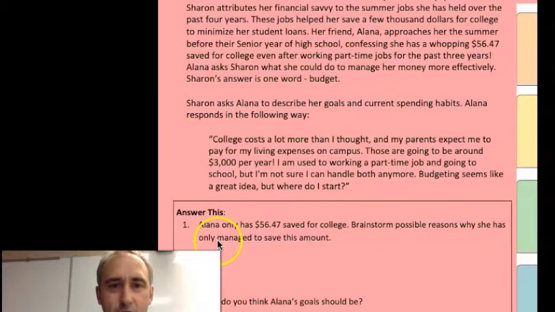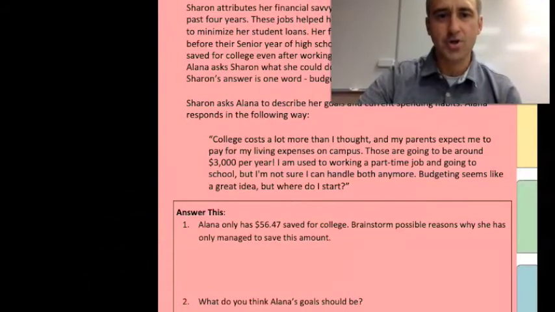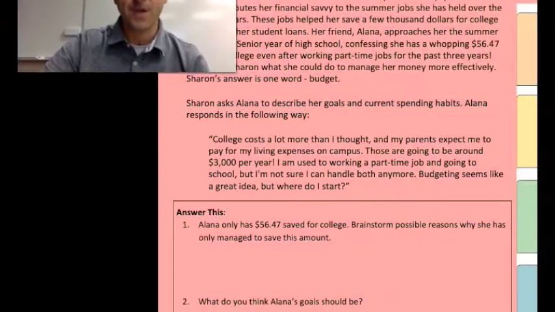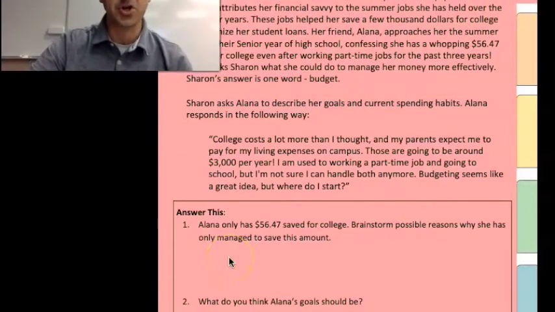I'm going to read the questions and you can pause if you want while you respond to them. Question number 1. Alana has $56.47 saved for college. Brainstorm possible reasons why she only has managed to save this amount. You don't have to write in full sentences. You can just give a list of reasons why she only has $56. Question number 2. What do you think Alana's goals should be? So if you were Alana, what would your saving and budgeting goals be?